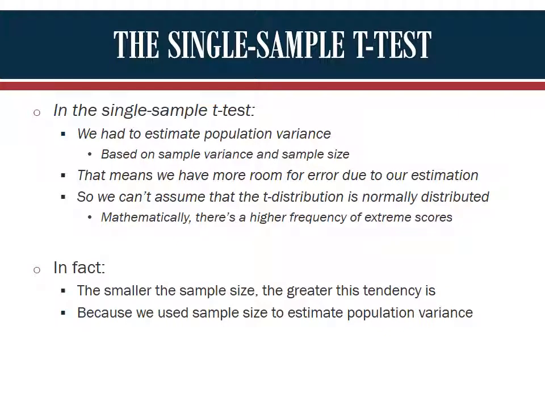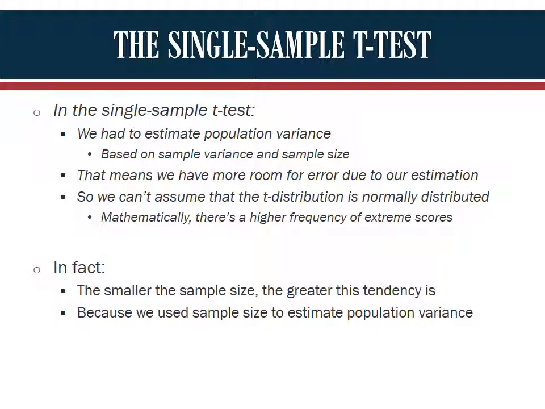So in fact, the smaller the sample size, the greater this tendency is. And that's because we use sample size to estimate population variance. So the smaller the sample size, in other words, the fewer people you have in your sample, then that means a higher frequency of extreme scores that we get in the tails of a t-distribution. It works out that way because we use sample size to estimate population variance.